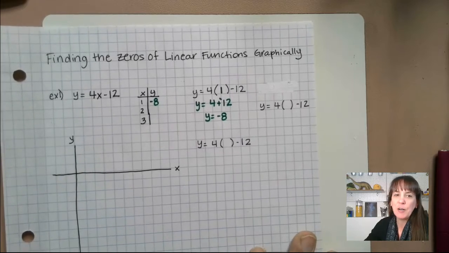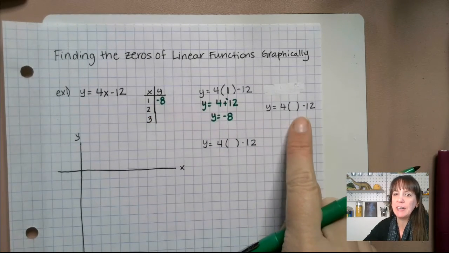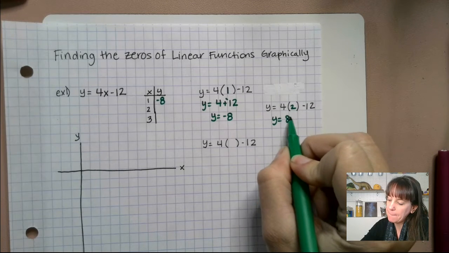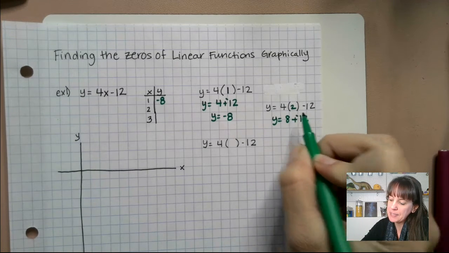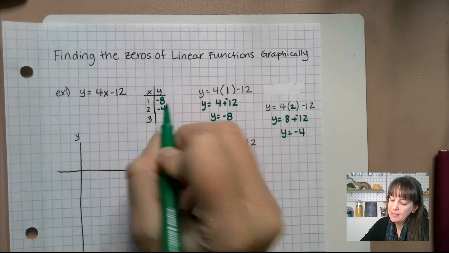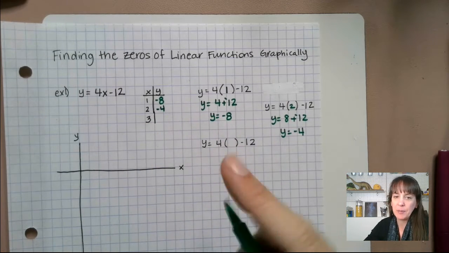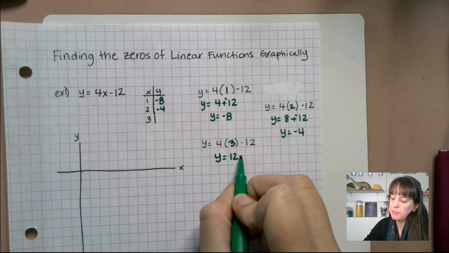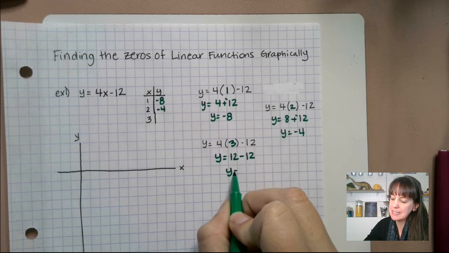Okay, let's try this now for 2. If I plug in 2 for my x here, I get y equals 8 minus 12. Add the opposite, I get y equals negative 4. All right. Now for this last one, we're going to plug in 3. When I plug in 3, I get 12. So y equals 12 minus 12, which will give us 0.